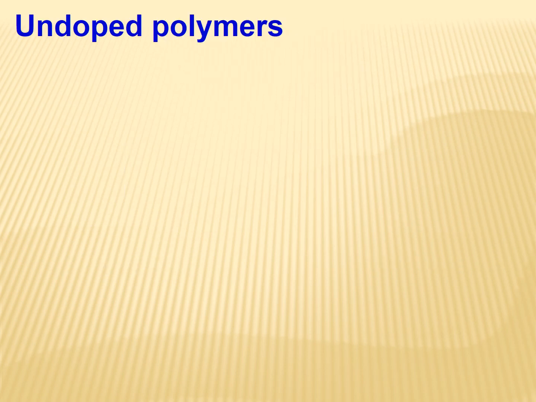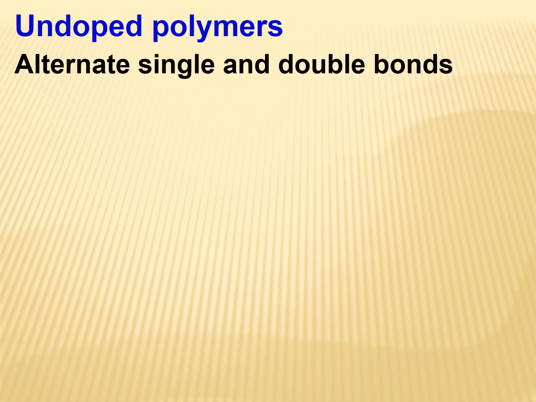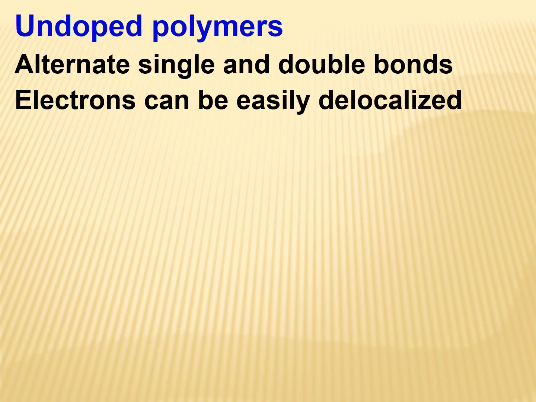Okay, let us go to undoped polymers. What do you mean by an undoped polymer? Undoped polymers contain alternate single and double bonds, and the electrons can be easily delocalized. When they contain alternate single and double bonds, the double bonds can rearrange, and so the pi electrons can be easily delocalized, and that leads to conduction. So you don't have to do anything. As such, they are conducting. The undoped polymers are conducting as such.